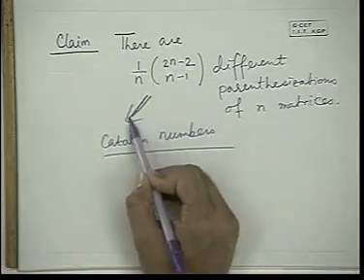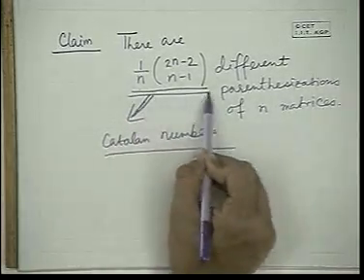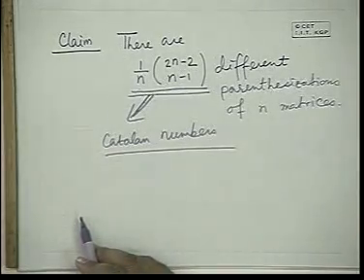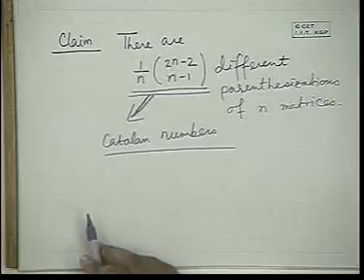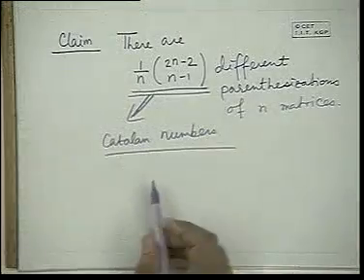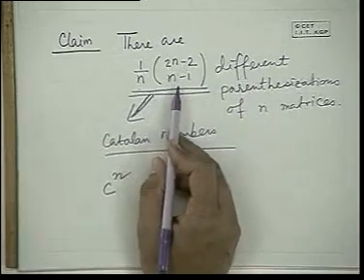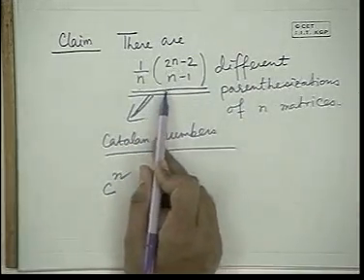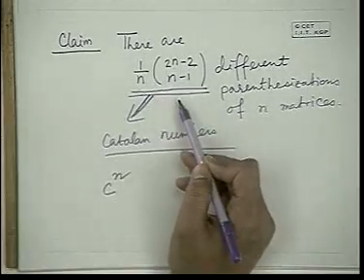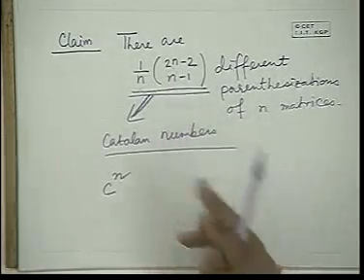But what is important now? What is the order of this quantity, 1 over n times 2n minus 2 choose n minus 1? I do not want to know exactly, but can you see that it is roughly exponential. Why? Because roughly you can take it as 2n choose n, and 2n choose n will give you something like n to the power n.